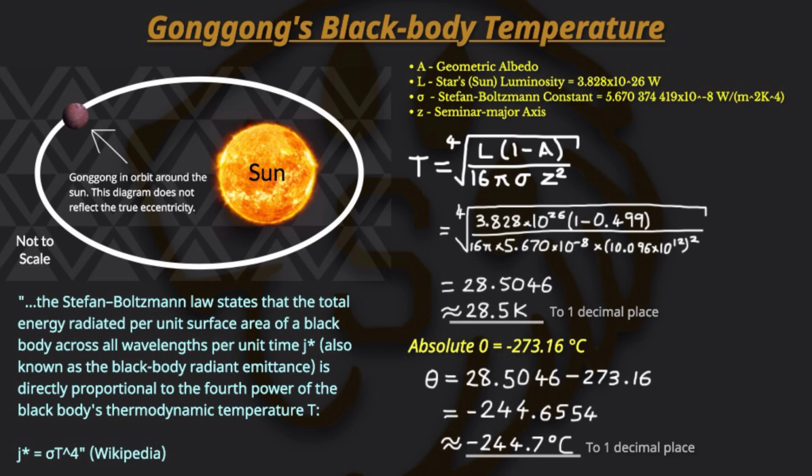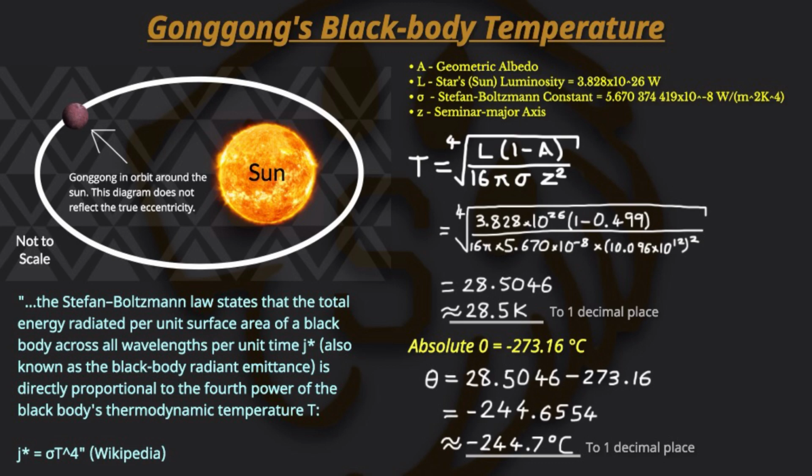So we have that formula, which is T is equal to the fourth root of the luminosity of the sun. As we can see, we have those quantities: the geometric albedo, the star's luminosity, the Stefan Boltzmann constant, and the semi-major axis that we have at the top there. Those are the quantities with symbols in the equation. Then the rest are just numerical constants. And then we have the luminosity. We just plug in that value, and then we have our semi-major axis.